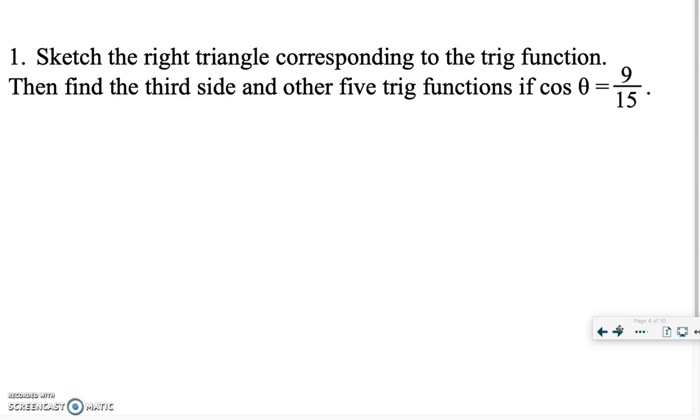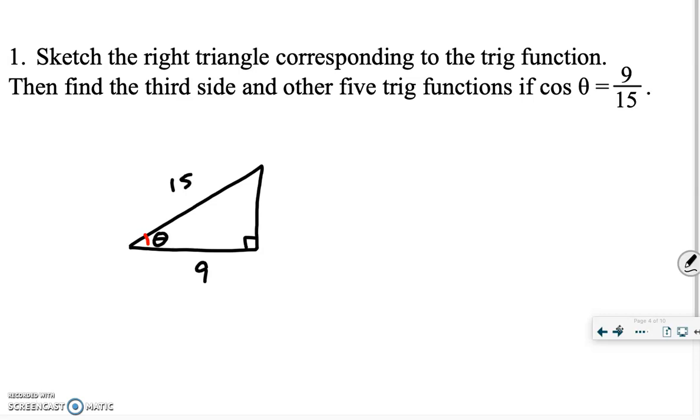All right, so the next problem we want to take a look at here is sketching the right triangle corresponding to the trig function. Then it says to find the third side and the other 5 trig functions if we know that the cosine of theta is 9/15. So this is the type of problem that we don't really have to put into a coordinate plane. Instead, we just need to draw a triangle, marking out an angle for theta. So if we were to allow this to be theta, cosine, adjacent over hypotenuse, is going to follow suit.